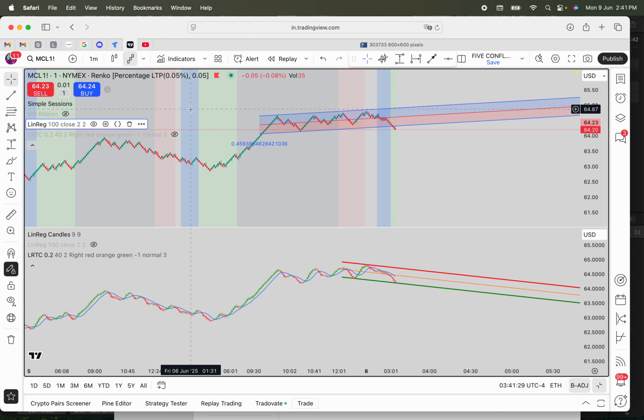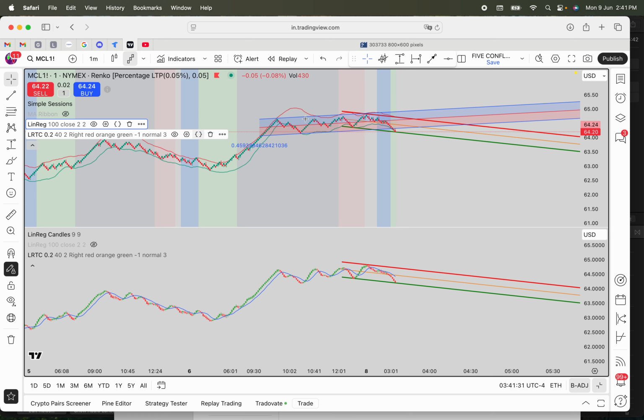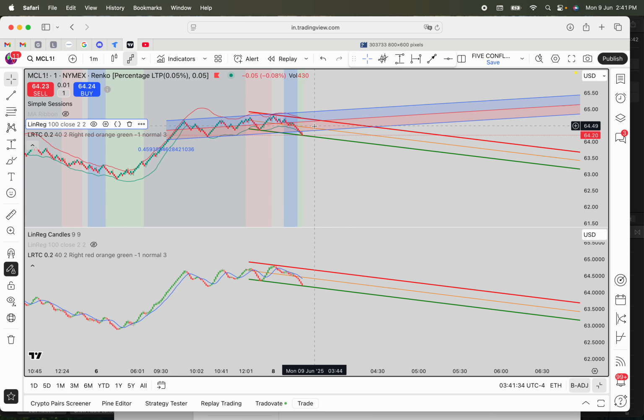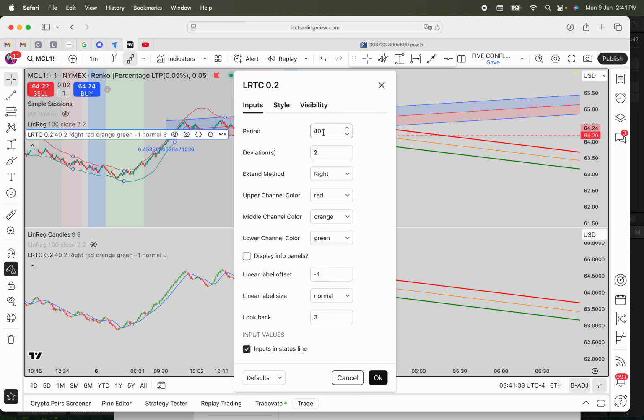This one down below, and this one I've just turned off, is a 40 linear reg channel. So it's measuring 40 bars. And of course, you can change that.